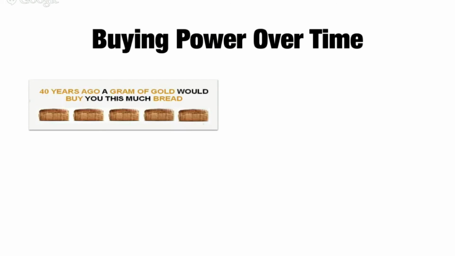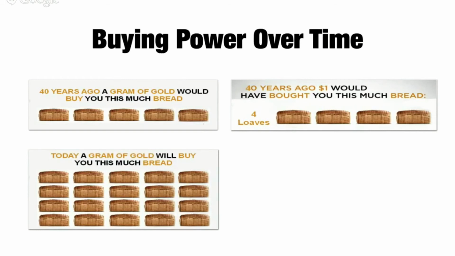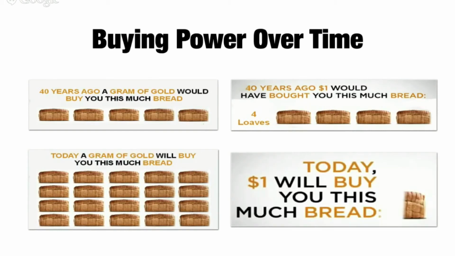I thought this was very cool. A guy by the name of Derek shared this with me. Basically, 40 years ago, a gram of gold would buy you this much bread, which is 5 loaves. And 40 years ago, a dollar would have bought you this much bread, 4 loaves, almost the same, right? Today, that same gram of gold would buy you 16 loaves of bread. And today, that same dollar wouldn't even buy you a whole loaf of bread, which is unfortunate.